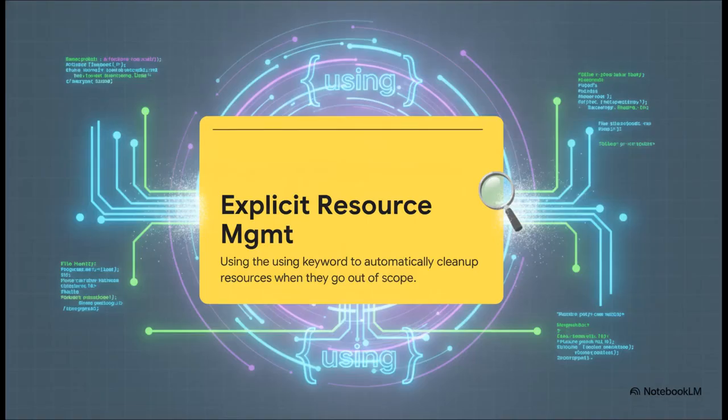And looking right on the horizon to ES 2025, we get explicit resource management. By introducing the block-scoped using keyword, JavaScript can finally guarantee the automatic cleanup of database connections or file handles the exact second they go out of scope. It elegantly replaces those incredibly clunky try/finally blocks we used to rely on. It's just a huge, huge win for memory management and system stability.